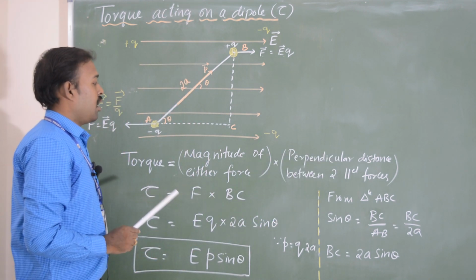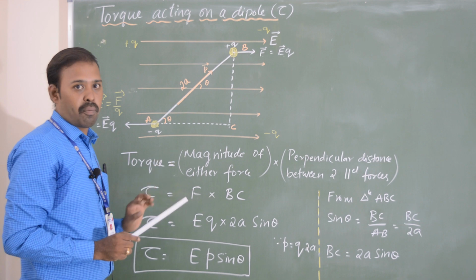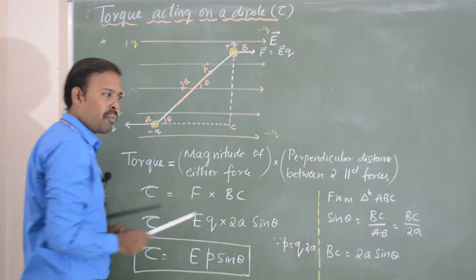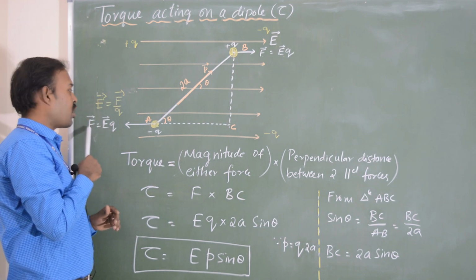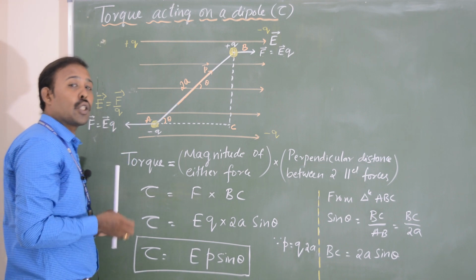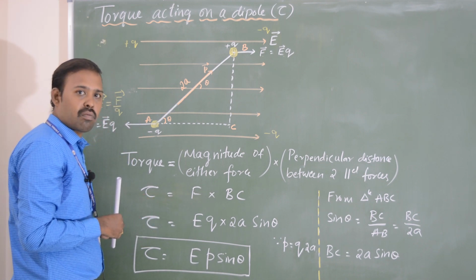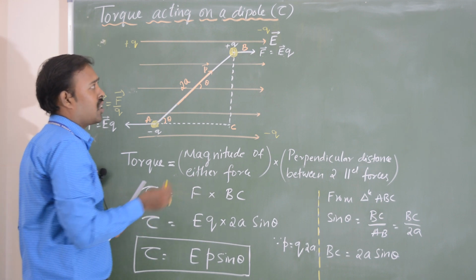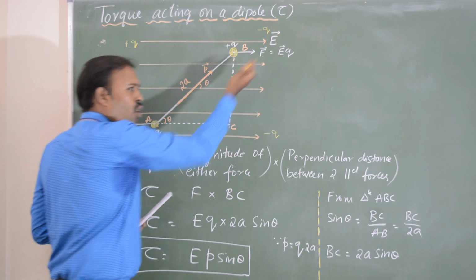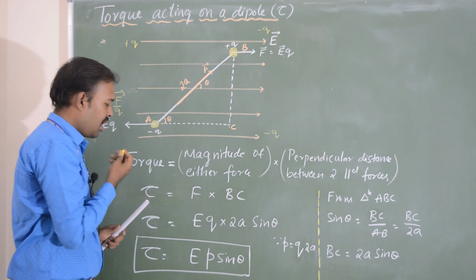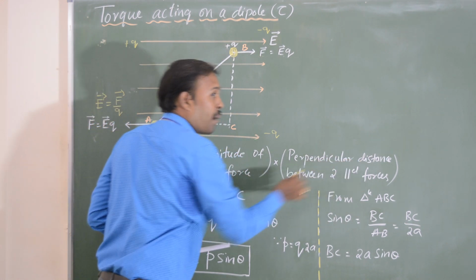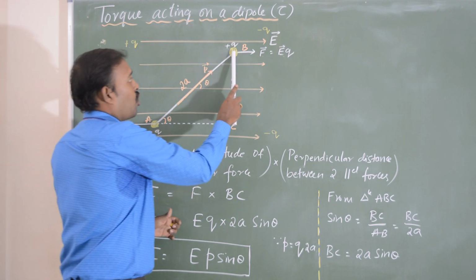Now, the magnitude of either force: this charge is experiencing a force F is equal to EQ, and this is experiencing a force F is equal to EQ, but in the opposite direction. So we have to take only the magnitude. What is the magnitude? It is nothing but E into Q. You can take the magnitude of this force or this force, it is one and the same. And what is the perpendicular distance between the two parallel forces? See, this is the force experienced by the charge.